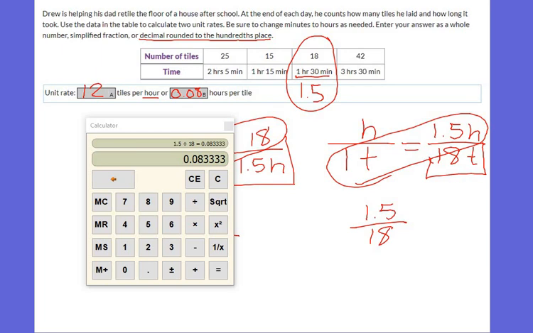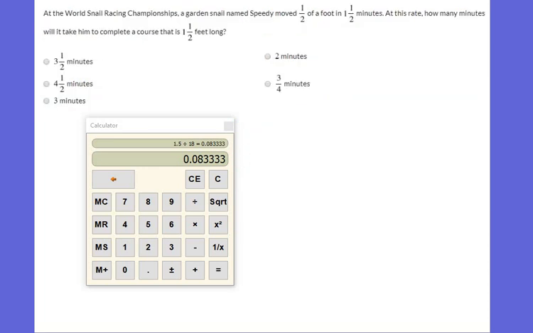All right, that one can be a little tricky. As long as you're writing it correctly, it's not so tricky. Okay, it says, at the World Snail Racing Championship, oh Lord, that's going to be a slow championship, a garden snail named Speedy moved half of a foot in 1.5 minutes. At this rate, how many minutes will it take him to complete a course that is 1.5 feet long?